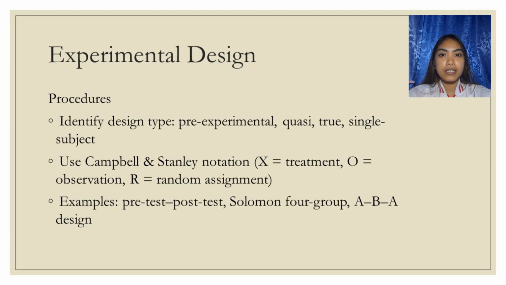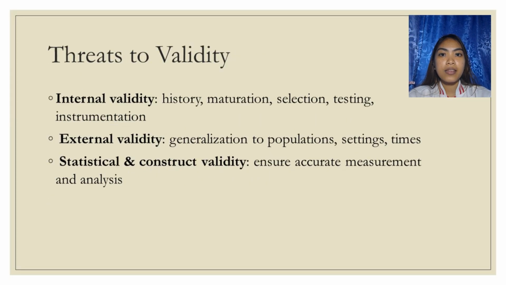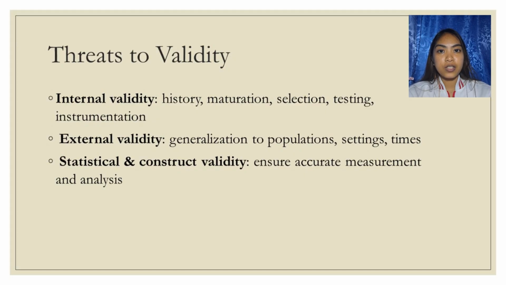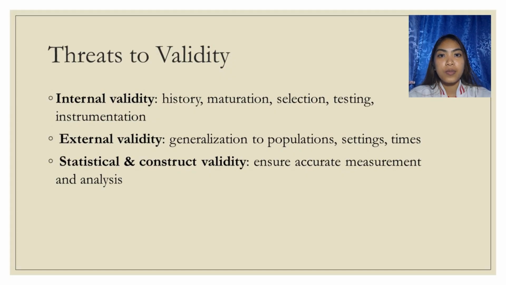After describing the design, the chapter discusses threats to validity. Internal validity threats include history, maturation, regression, selection, mortality, diffusion, compensatory rivalry, resentful demoralization, testing effects, and instrumentation changes. For each threat, the chapter offers ways researchers can address the issue, such as using random assignment, comparing dropouts to continuing participants, separating groups, and maintaining consistent instruments.